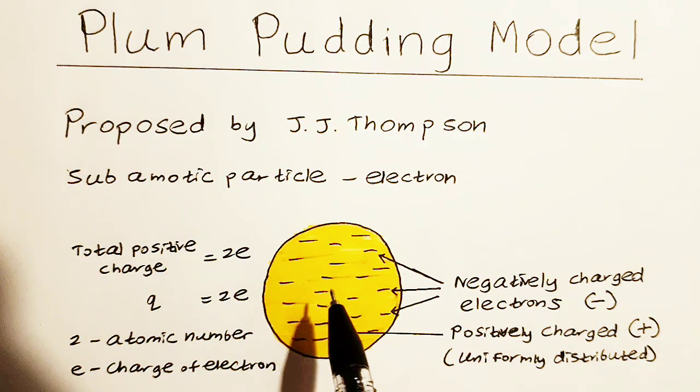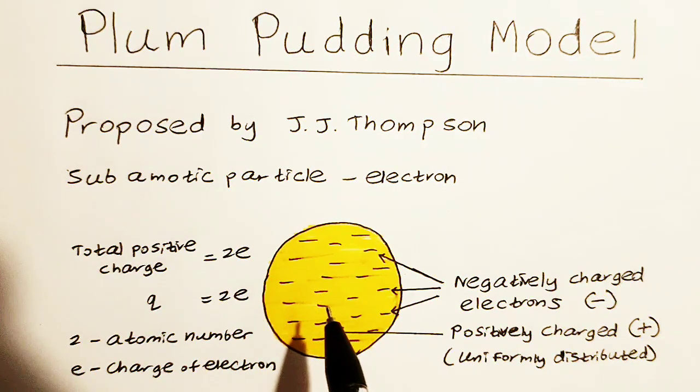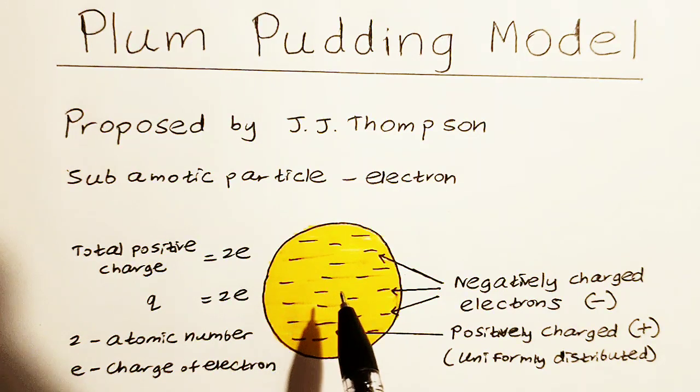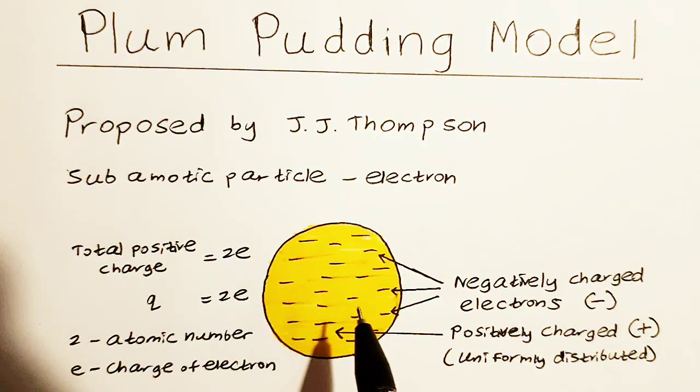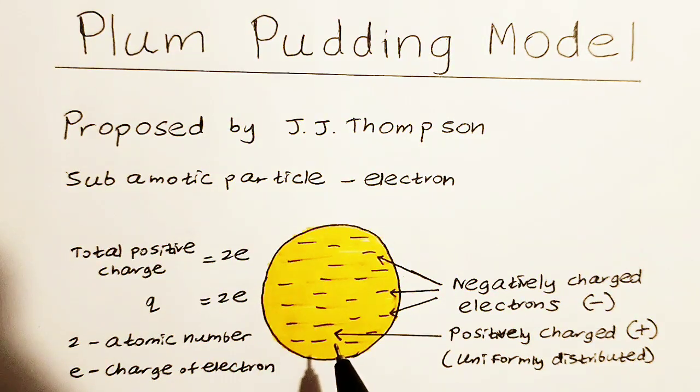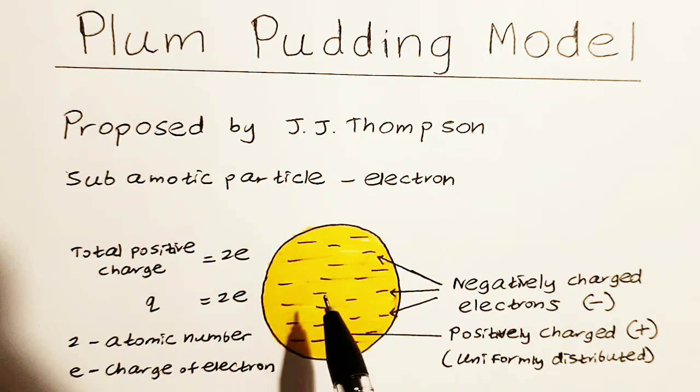As we can see, there are electrons embedded in a homogeneous sphere. This sphere has a positive charge which is uniformly distributed, and this sphere is said to be homogeneous. As we can see, the electrons are embedded in the positive charge, similar to the raisins in a plum pudding. So the model was given the name the Plum pudding model, which was proposed by J J Thomson.